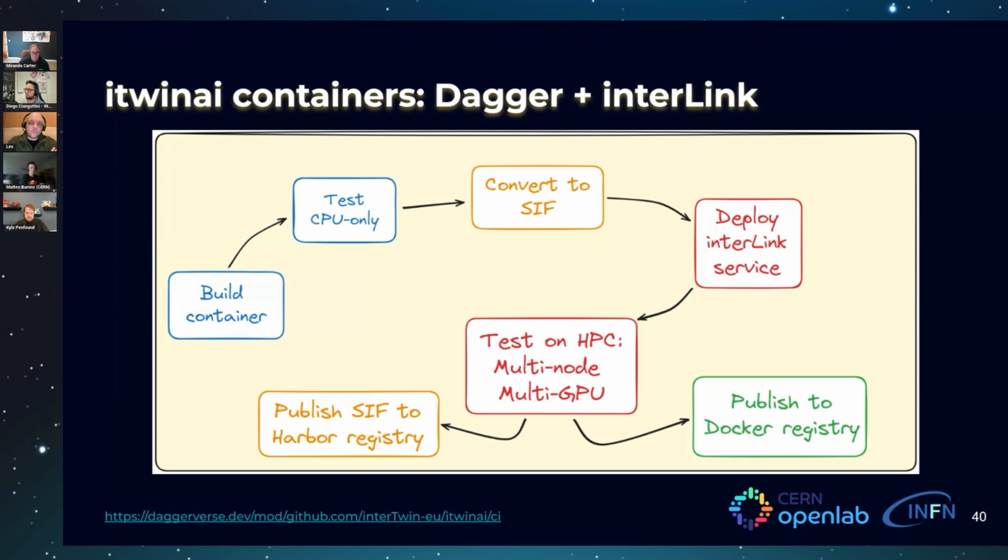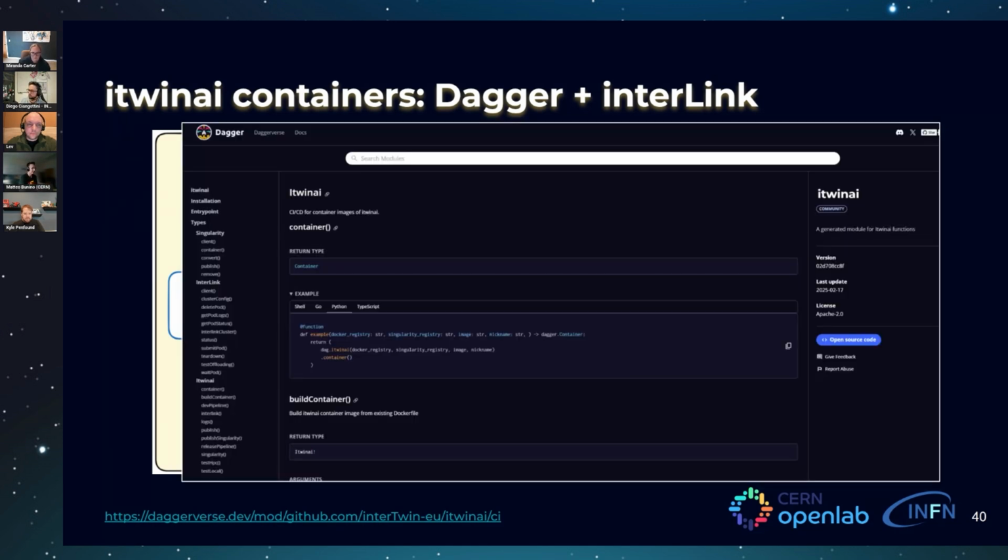And after that, if the tests are passing, both the Docker image and the Singularity image will be pushed to two different registries, because you cannot push Singularity images to the GitHub Container registry or to Docker Hub, but that's fine. In this way, we can distribute the containers with our community, and the use cases can also build on these containers.